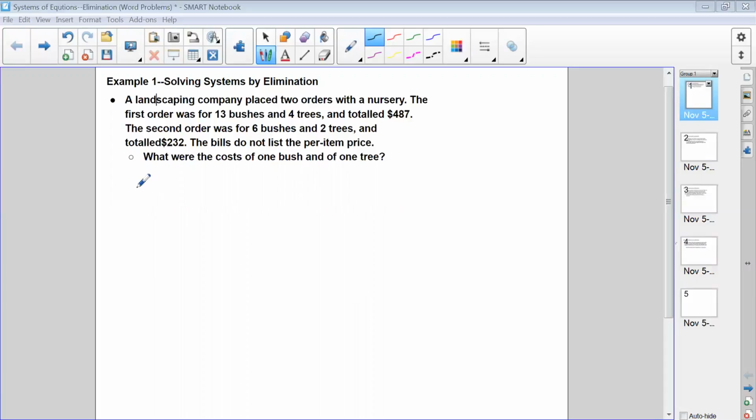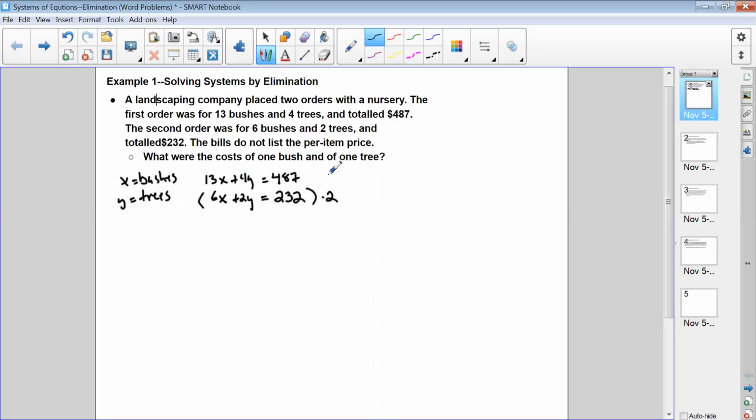Here we've got a landscaping company, and so X would be bushes and Y will equal trees. So we're going to have 13x plus 4y is equal to 487, and then 6x plus 2y is equal to 232. What we'll do is try to get our y's to be the same. So I'd like to multiply the second equation by 2, because then this coefficient would be 4, and this one would be 4.